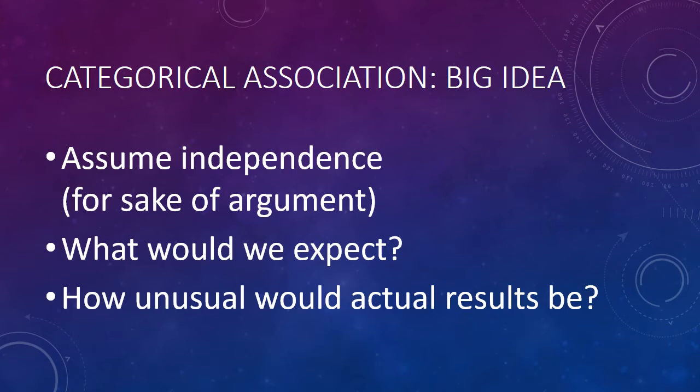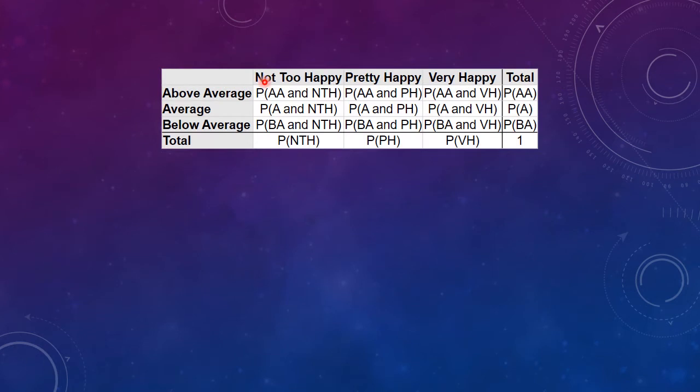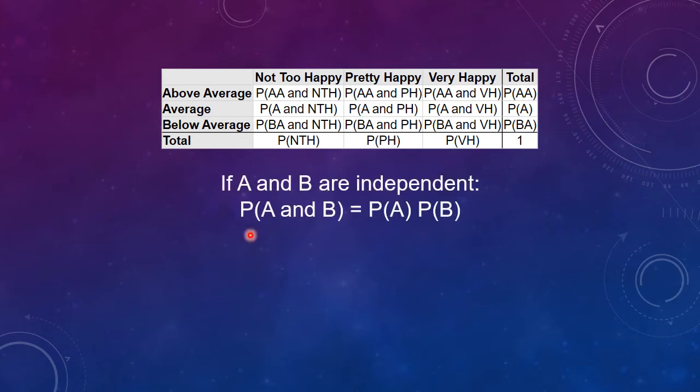Think back to our days studying probability. We talked about events and the probability of two events happening together. We could rewrite the contingency table in terms of these probabilities. For example, the top left cell is the probability that someone has above average income and is not too happy. If the two variables are really independent, then how can we find the probability of having above average income and being not too happy? If the two events are independent, the probability of both of them happening together is the product of the two individual probabilities.